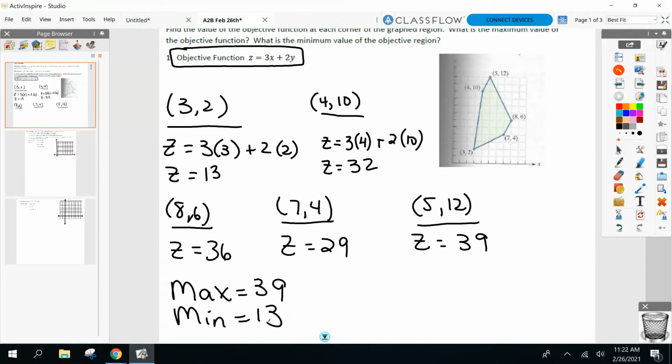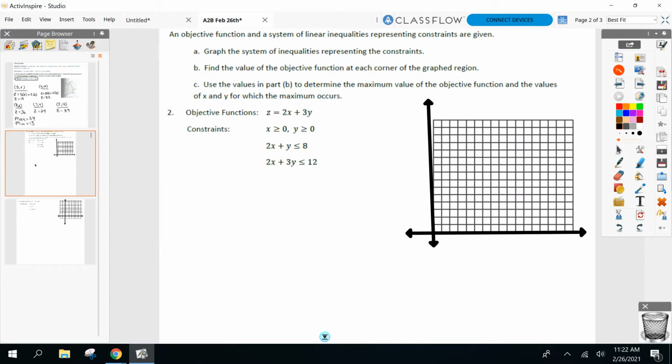$39 and 13. And today, all I'm going to have you do is find those. Later on, we're actually going to set it up, do a word problem, and know what the max and min actually mean. Questions there, finding our max and min using the objective function. All right, now all I'm going to ask you to do is find the shaded region. I did the hard work for you in number 1. Now I want you to help me out in number 2.